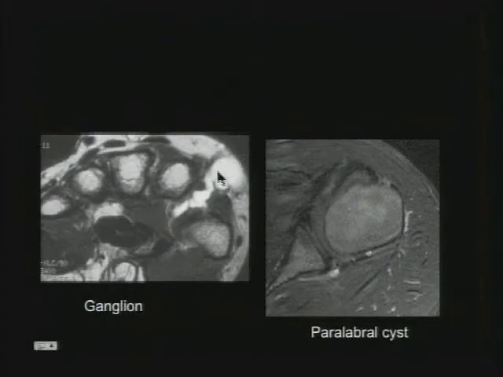Here we have a mass that looks like it's probably a ganglion, but you need to either do ultrasound or see rim enhancement to say that. It has a little neck. If you're seeing it in the hand or wrist, that's usually what these very homogeneous masses are. And paralabral cysts are around fibrocartilage that tears. We think about it in the shoulder, hip, and knee.